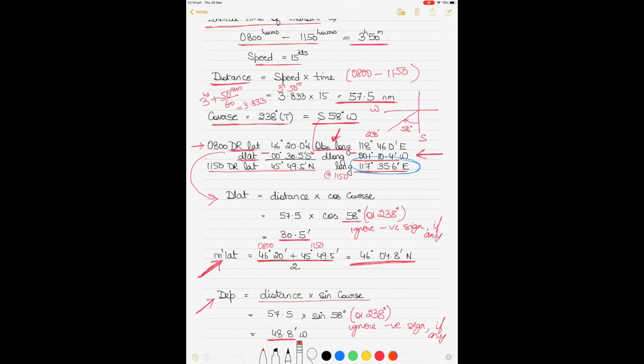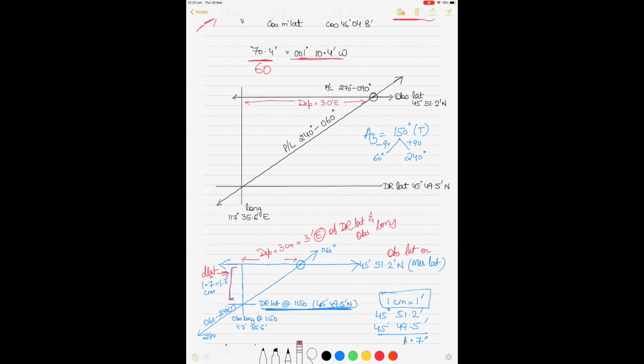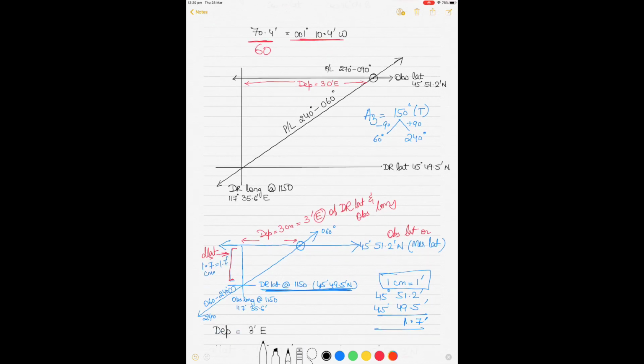Here I will erase this now. Basically this is your observed long, and then you applied your course and distance. So you estimate that this will be your longitude at 11:50. So I will use the word DR only here, so it doesn't confuse you. And then I will cut off this observed longitude. I will use the word DR longitude at 11:50, so you guys don't get confused.